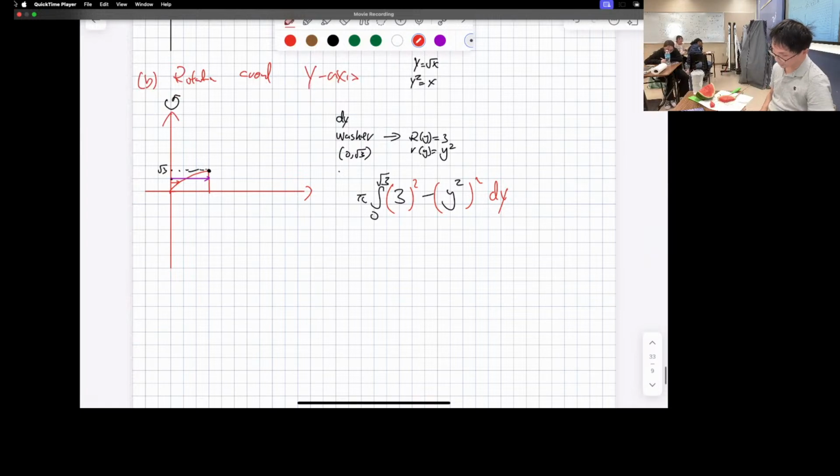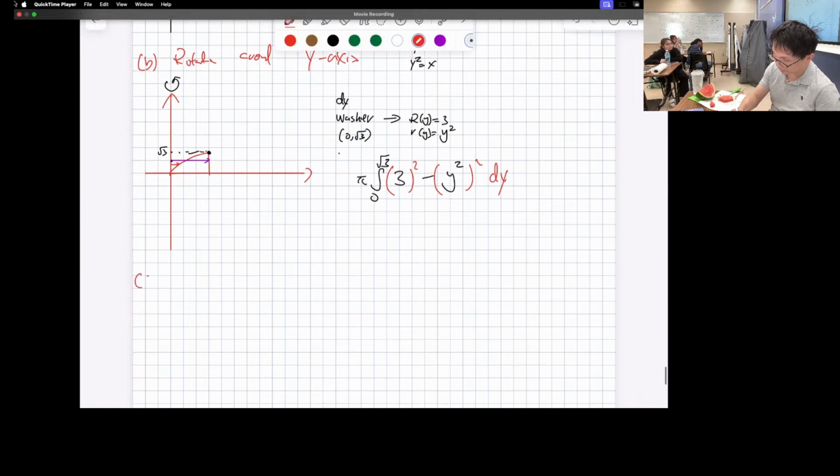Okay, we're going to do the next one. Now this one's kind of challenging. This is called off-axis rotation. We want to rotate around the line x equal to 3. First of all, think about it by yourself first. Don't rely on other people.